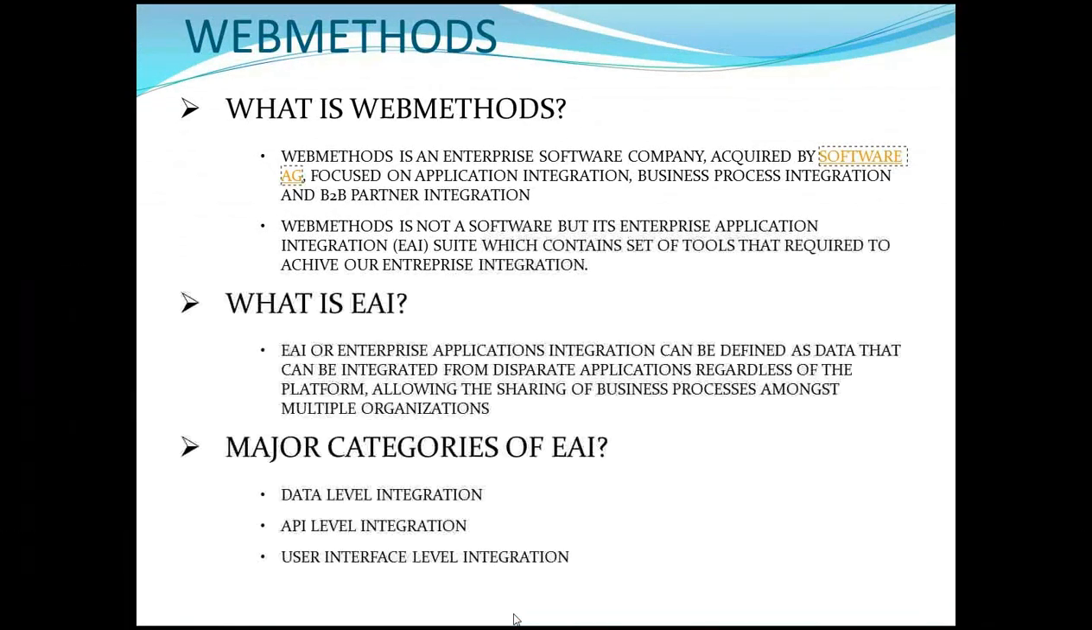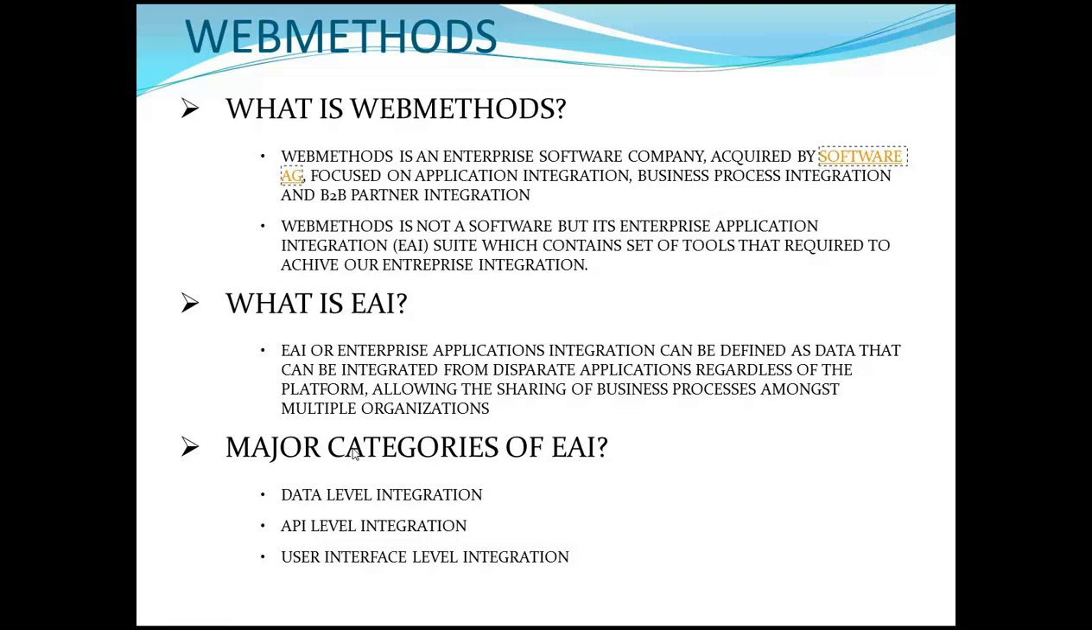Okay, so this is about what EA is and what it will do, and the major categories of EA. What are the categories we'll do in EA? Data level integration: if you want to send data from one system to another, maybe within the organization or within two or more organizations. If you are migrating data or integrating data, it will come as data level integration. And API level integration. Just now I told you about APIs.